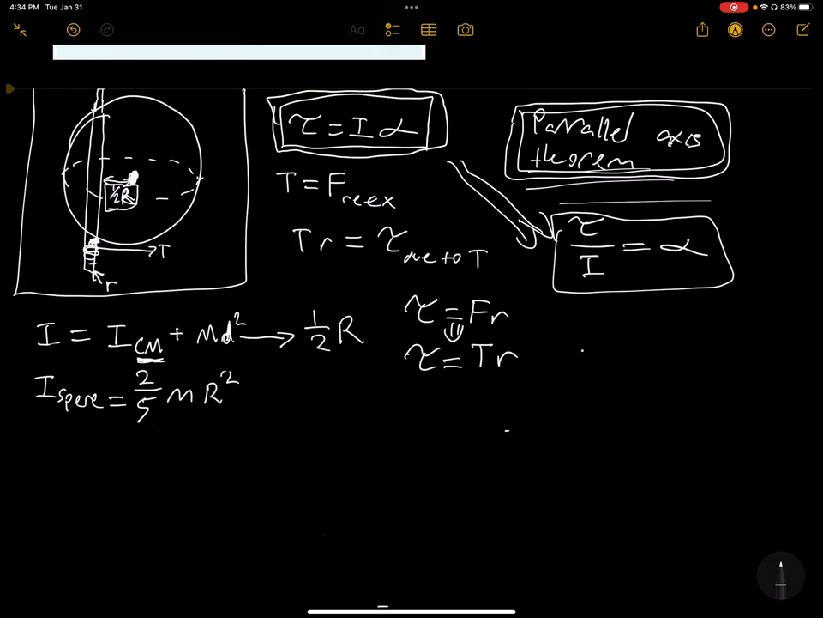And so that is what this expression here is. That's the parallel axis theorem. It basically tells us find the moment of inertia if it was rotating about the center of mass. It's not in this problem, but find that. And then add on mass times the distance between the axis and the center of mass squared. All right, so that's what we're going to do. We know the distance, 1/2 R.